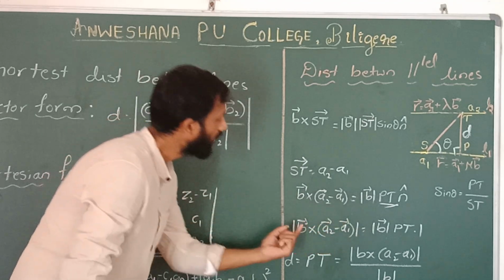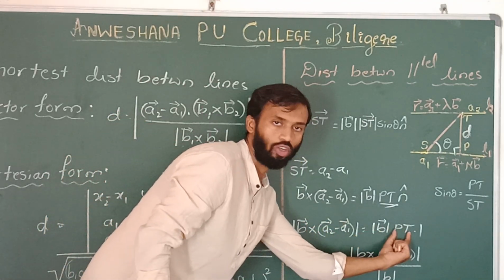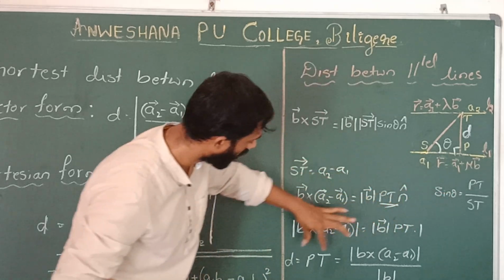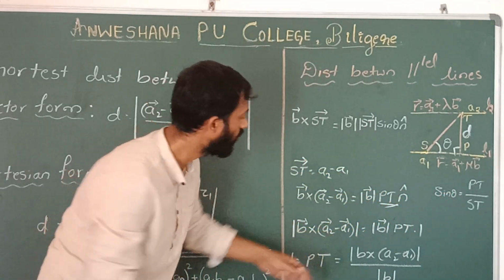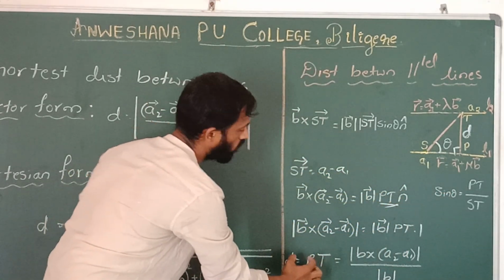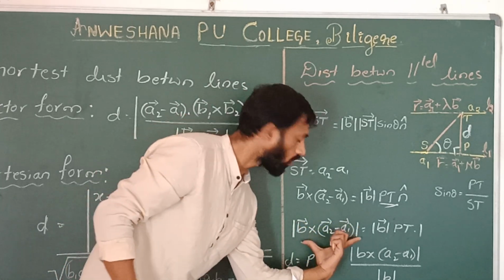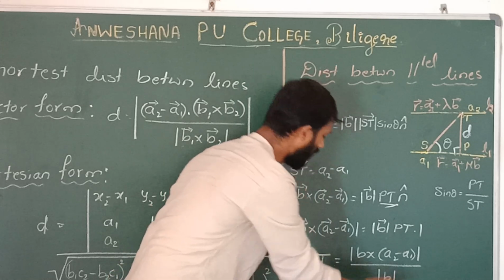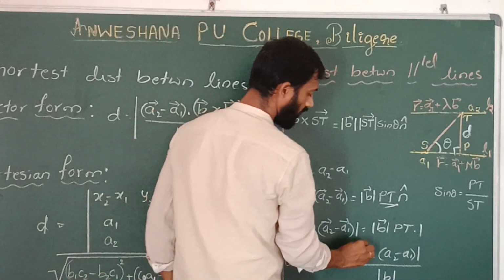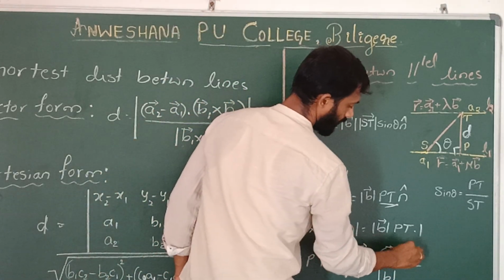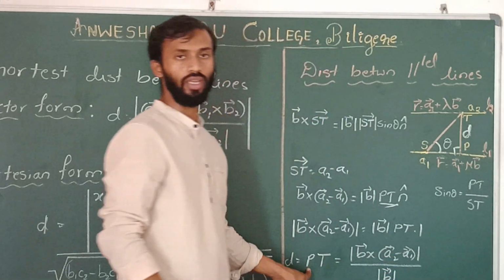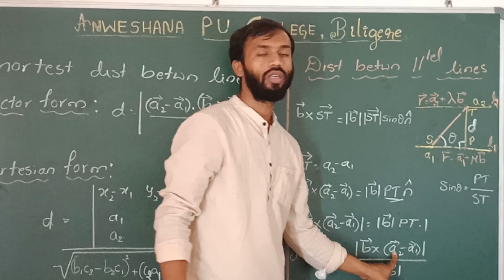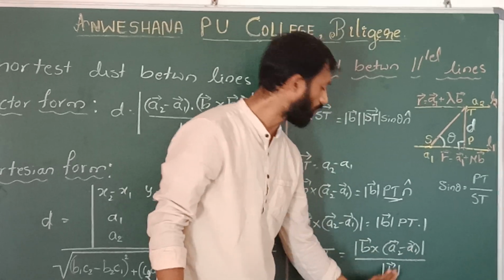Okay. So next, I need P T, which I need to find out. That means the distance between these both lines. So let me take it as D, or let me write it as it is. P T, keep it here itself, and if you take this to this side, you will finally be getting the magnitude of B cross A2 minus A1 divided by the magnitude of B. Please keep in mind. D, I mean P T, is equal to the magnitude of vector B cross A2 minus A1, divided by the magnitude of B.